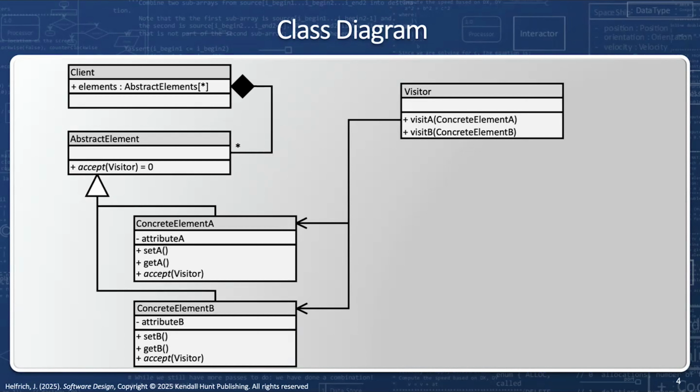And these will all be through composition. And the client will also create a visitor object, and it will pass that visitor object to accept, and then accept will actually be concrete element A or concrete element B.